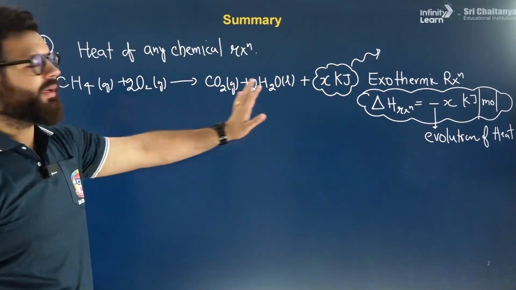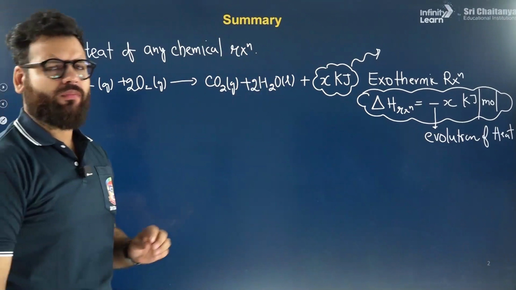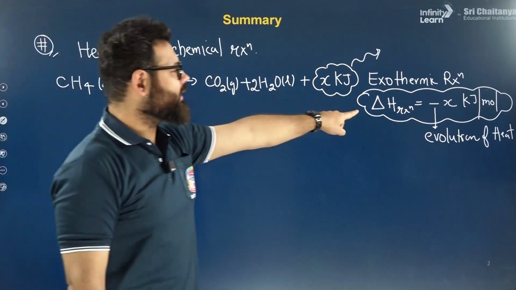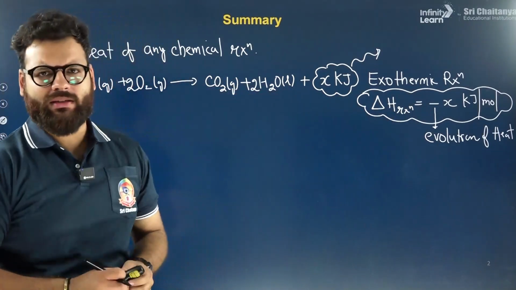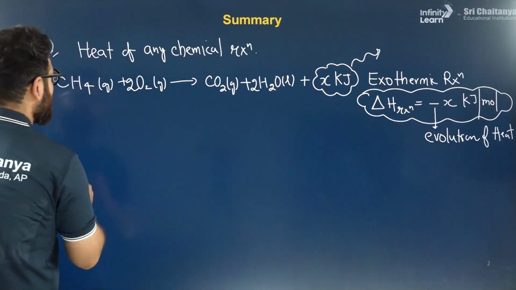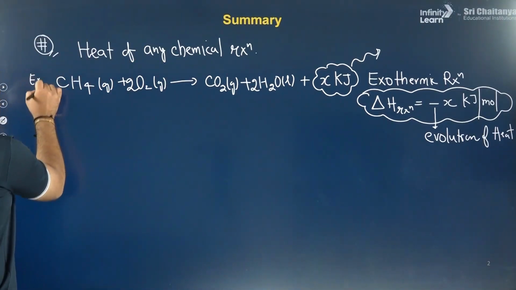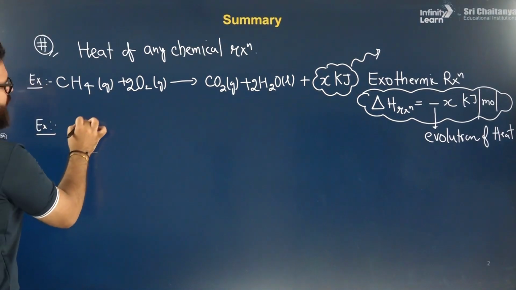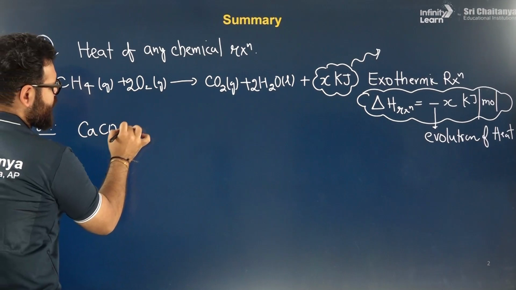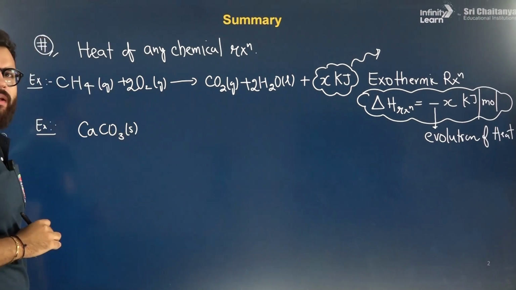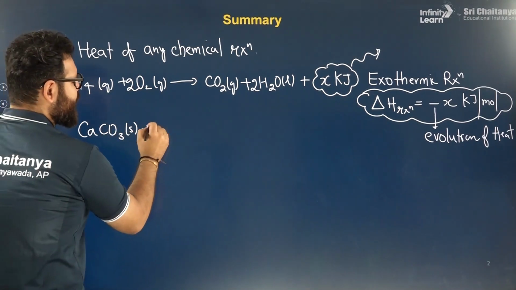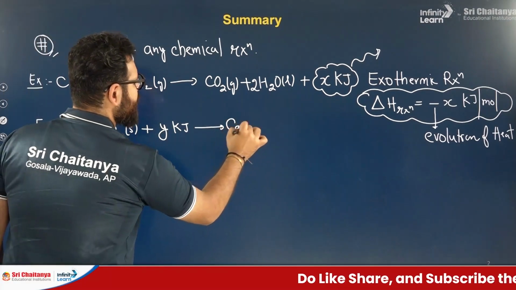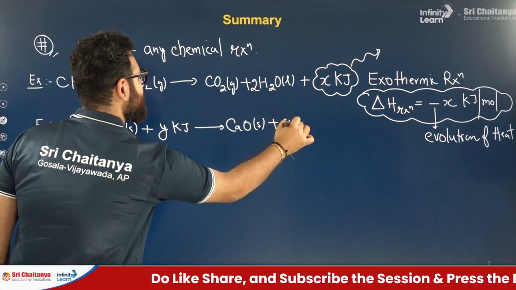So this completely becomes a thermochemical equation where I can say that CH4 plus O2 gives CO2 plus H2O, and delta H of this reaction is minus X. Another example I'll show you for the endothermic. One of the endothermic reactions is the decomposition of calcium carbonate. So I'll say CaCO3 solid takes some Y amount of heat, gives CaO solid plus CO2 gas.